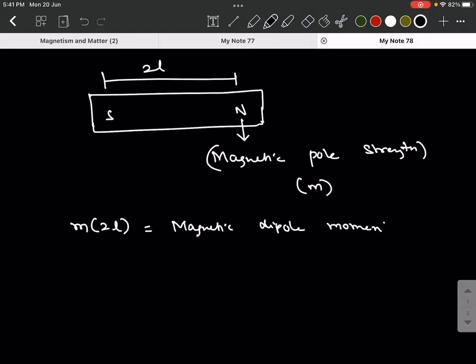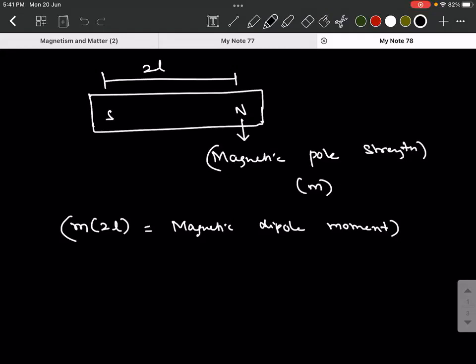Here you need to be careful, because for magnetic dipole moment you're learning different formulae. One is I into A. When will you use I into A? When you have a current carrying conductor, where I is the current and A is the area. Whereas when will you use small m into 2L? You use it for a permanent magnet, because a permanent magnet has pole strength associated with it.